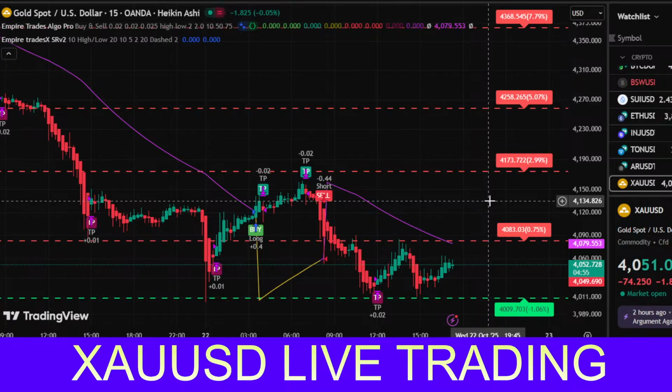1. Identify key levels. Begin by identifying key support and resistance levels on the gold price chart. These levels are crucial as they represent points where the price has historically reversed or consolidated. Support levels indicate where buying interest is strong enough to halt a downtrend, while resistance levels indicate where selling pressure is strong enough to cap an uptrend.